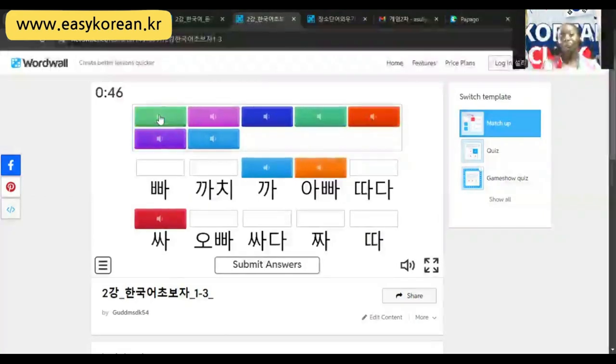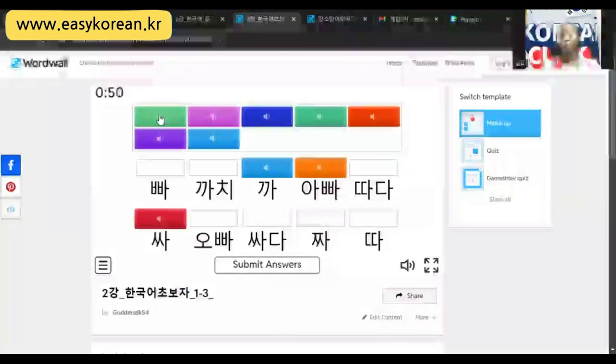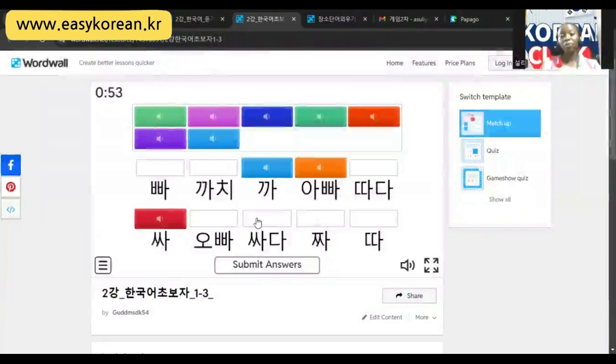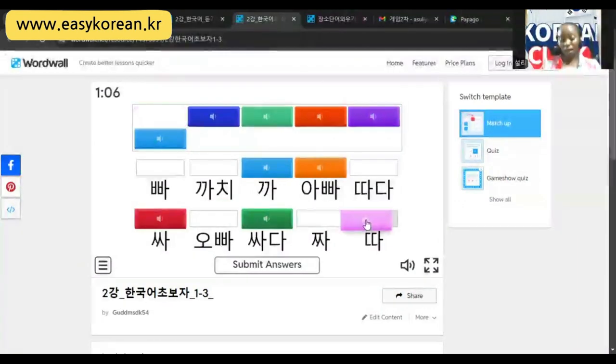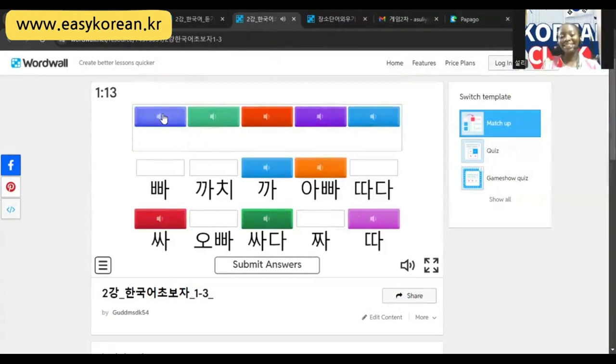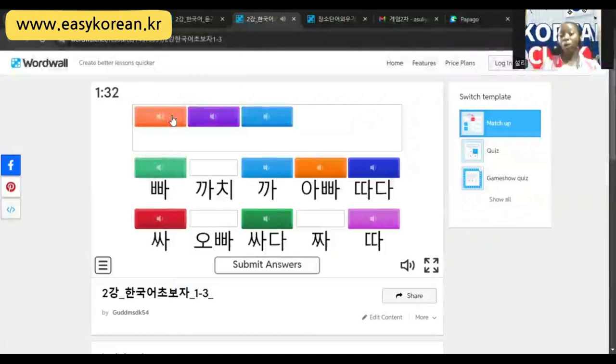Appa 어디 있어? 여기 있어요. 아빠. Next one, 싸다, cheap. And the next one, 따. That is the double D and the letter A. And then 따다, to close. Remember, I told you earlier, dada means to close. And again, ba, this is ba right here. And the next one, oppa. Just like I said earlier, oppa means older brother for a lady.